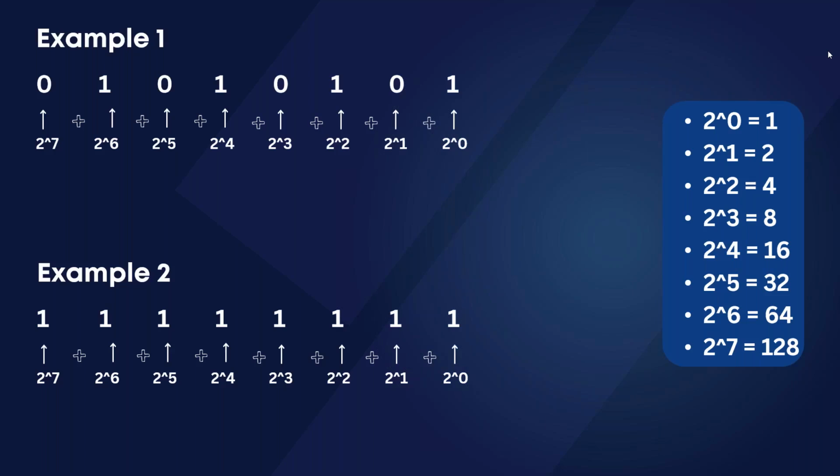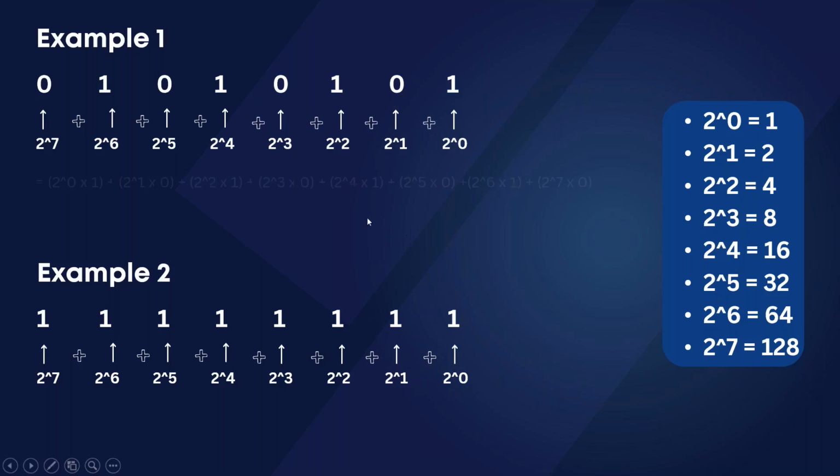For example 1, it is 85. For example 2, it is 255. First one is how much again, Umesh? Your voice is very feeble. Can't hear you properly. 85. Okay, we'll check that. Second one? It is 255. 255. Yeah, perfectly right answers.